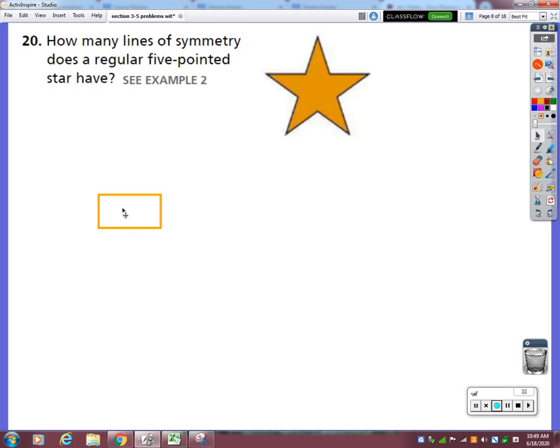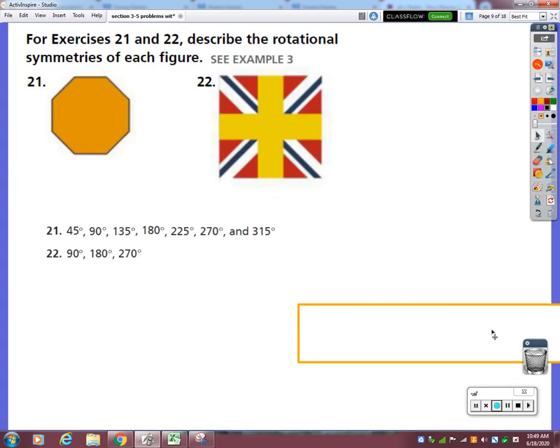How many lines of symmetry does a regular 5-pointed star have? 5. Describe the symmetries there. So this is what, 1, 2, 3, 4. Okay, that's an octagon again. So just like we did with the other one, 360 divided by 8 gives you 45, and then just keep adding 45s onto there. And then really technically the same thing for this. This is a square, so 360 divided by 4 is 90, and then just keep adding 90s on.